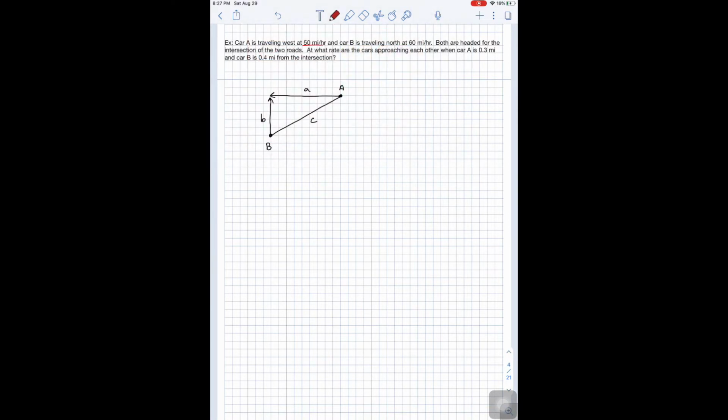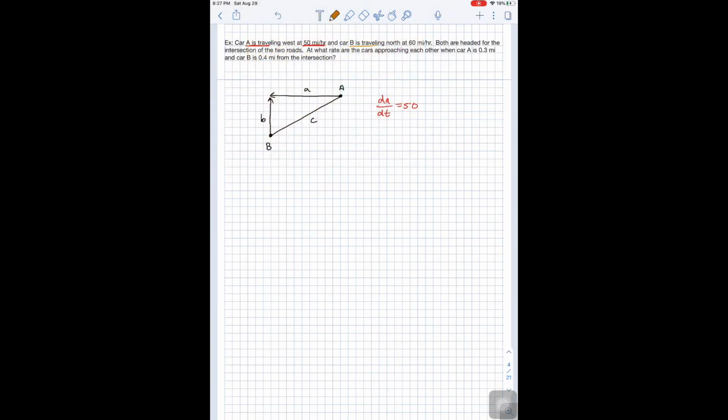First of all, this right here I know from the label is a rate. It's 50 miles per hour, and that is the rate at which A is traveling. So that's a derivative. So it's going to be dA/dt, and that's going to be 50.